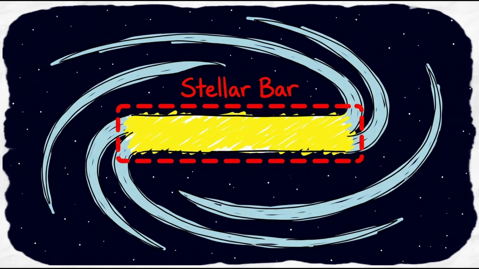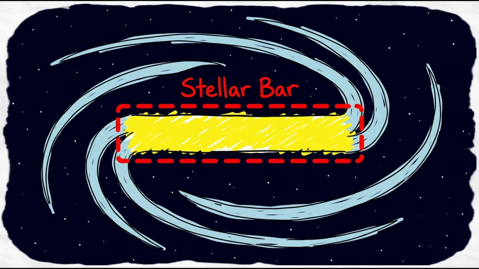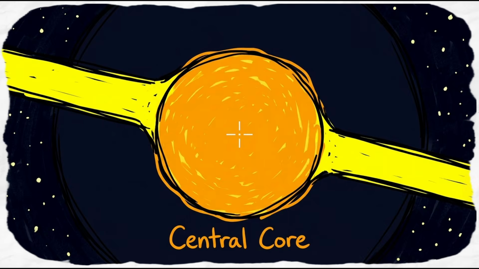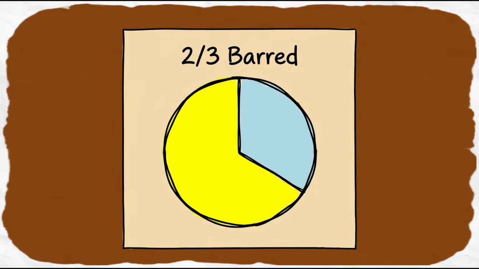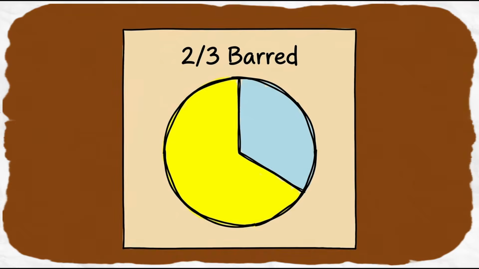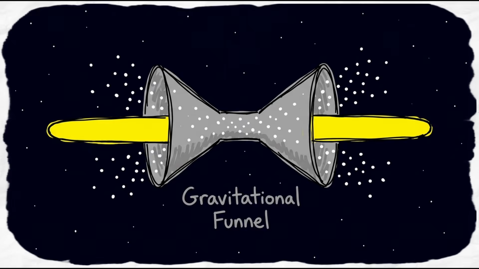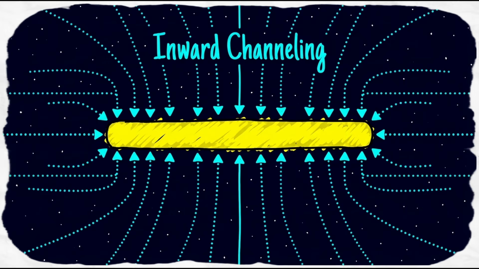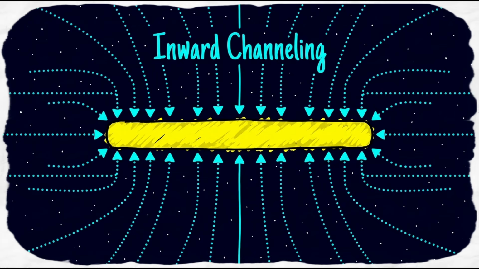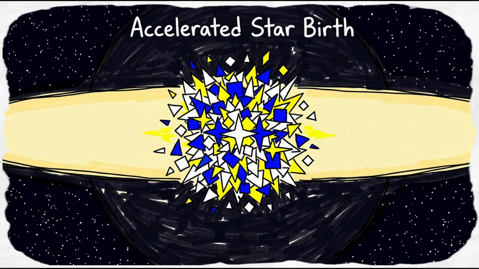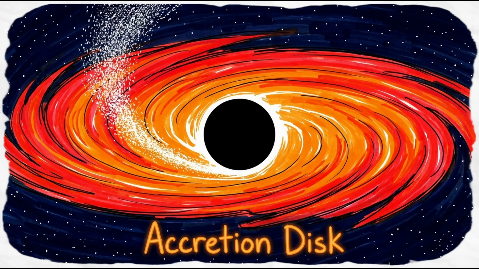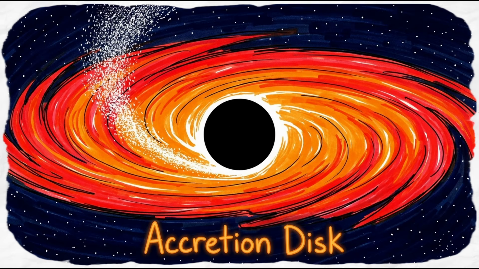2. Barred spiral galaxies. Barred spiral galaxies feature a dense, elongated stellar bar cutting directly across their central core. Surveys indicate roughly 2/3 of observed spiral galaxies, including the Milky Way, possess this structure. The bar acts as a gravitational funnel, altering orbital trajectories to channel gas and dust inward. This accelerates central star formation and actively fuels the supermassive black hole's accretion disk.